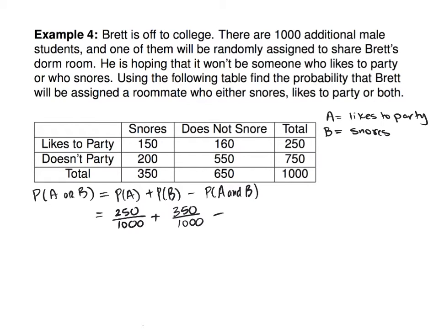Minus the people who do both. Well, that's this entry in the table here. The likes to party intersects with snores. 150 people there out of 1,000. So that's 0.25 plus 0.35 minus 0.15, which works out to be 0.45. So there's almost a 50-50 chance that he's going to have a roommate who either snores or likes to party.